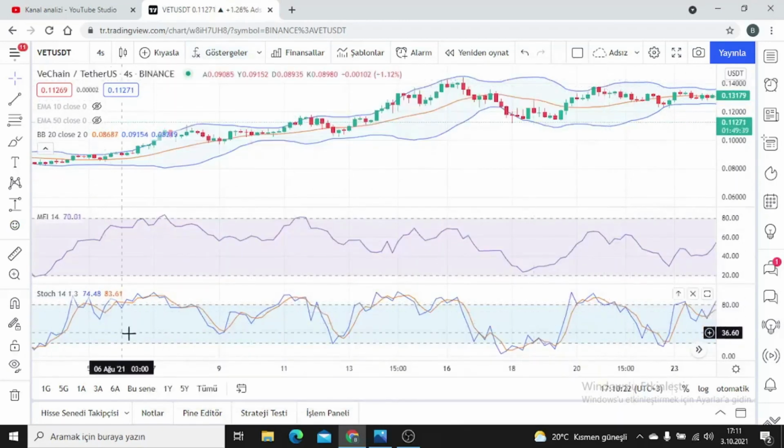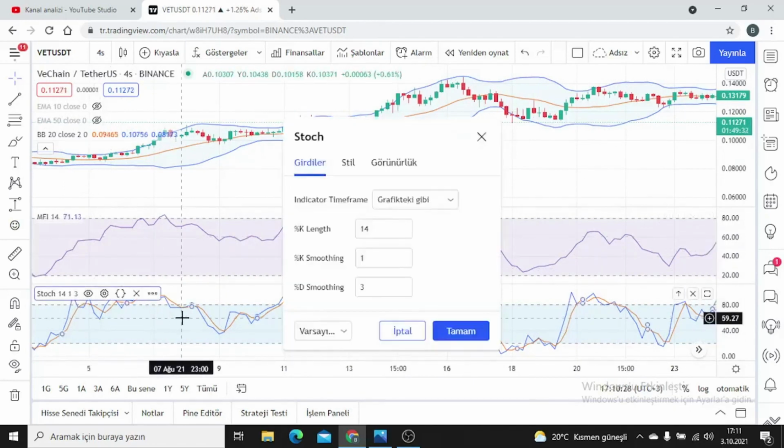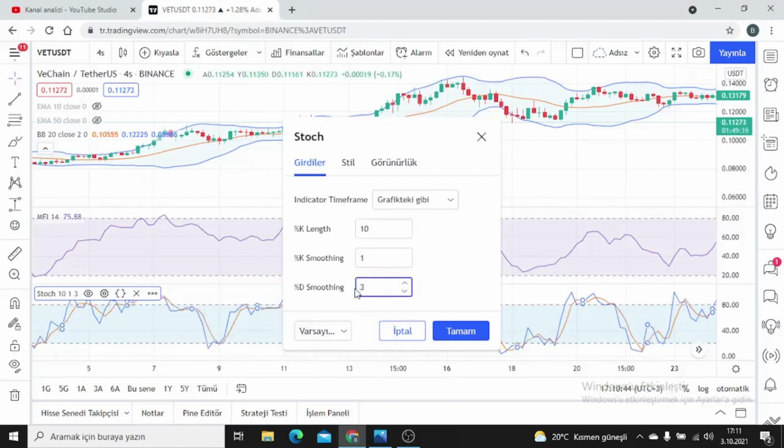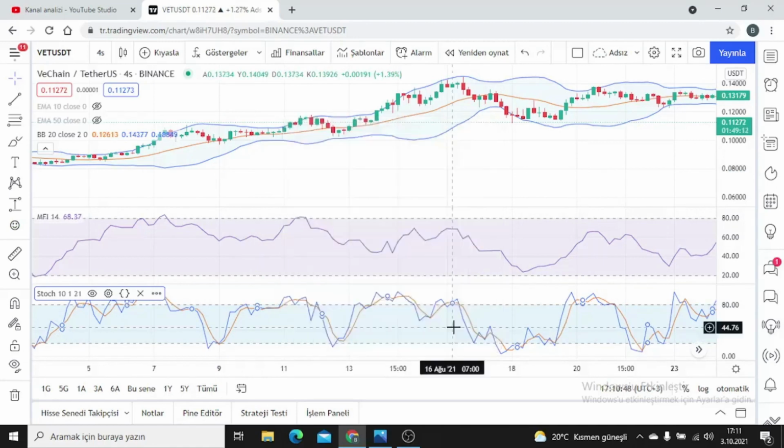I am not making any changes to this setting. The other indicator is stochastic. I turn on the stochastic indicator. As you can see, I changed the inputs for this. I taught both of them. If there is a place where you get stuck, you can improve yourself by watching the training video of which indicator you are stuck with from the training videos.